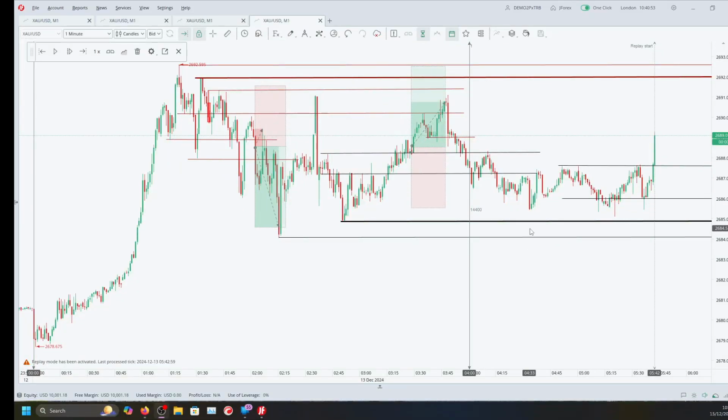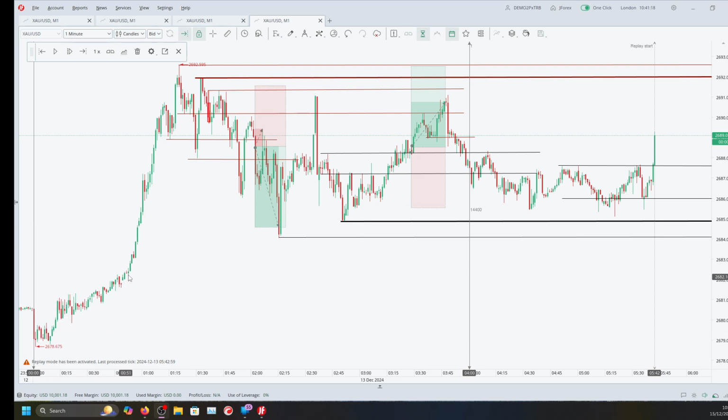Right, I wanted to do a video to try and explain the structure in the market that I'm looking for and the conditions I'm looking for to take trades. Now, this is gold on Friday on the 1 minute chart. This is the start of the day on Friday, UK time.